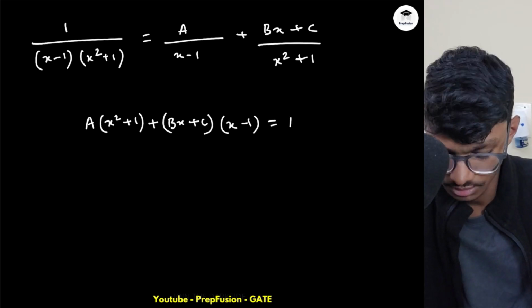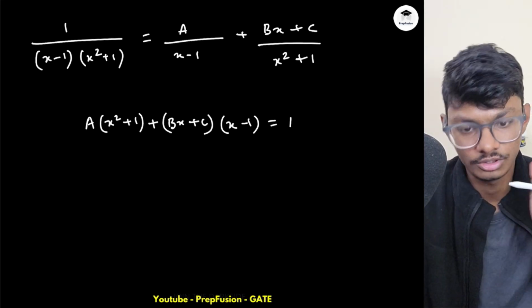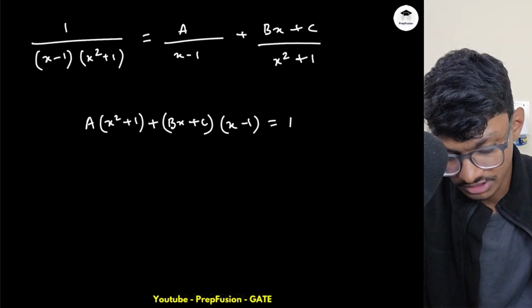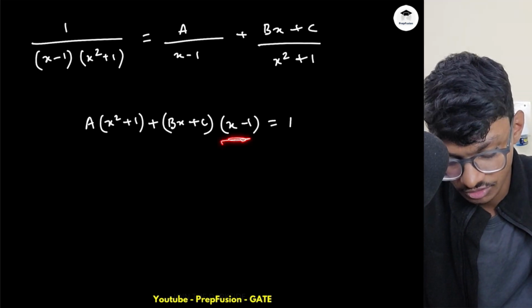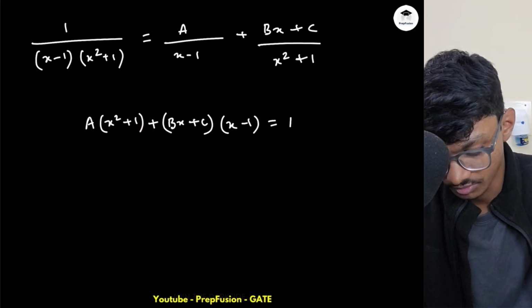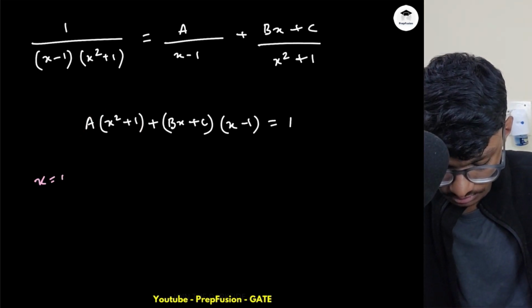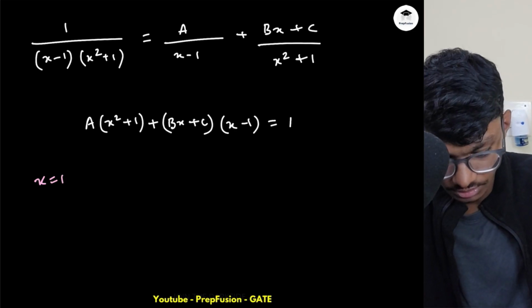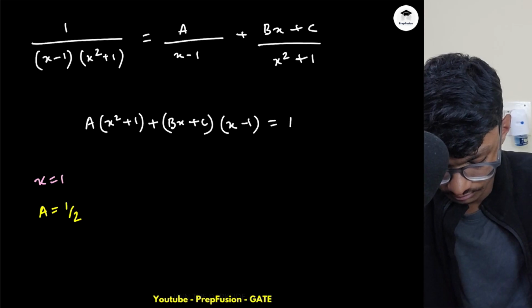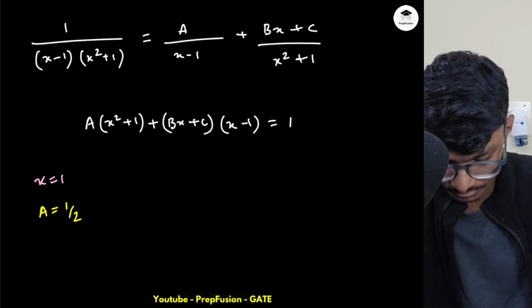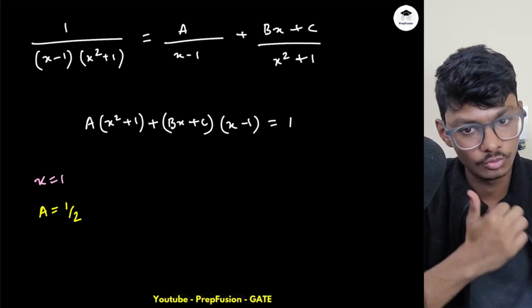Now what you can do is equate the coefficients, or you can put x equals to some value. I don't want to put minus i, so if I put x equals to 1, I will be left with this. So a will be equal to 1 by 2. Okay, and if a is equal to 1 by 2, now we can equate the coefficients.